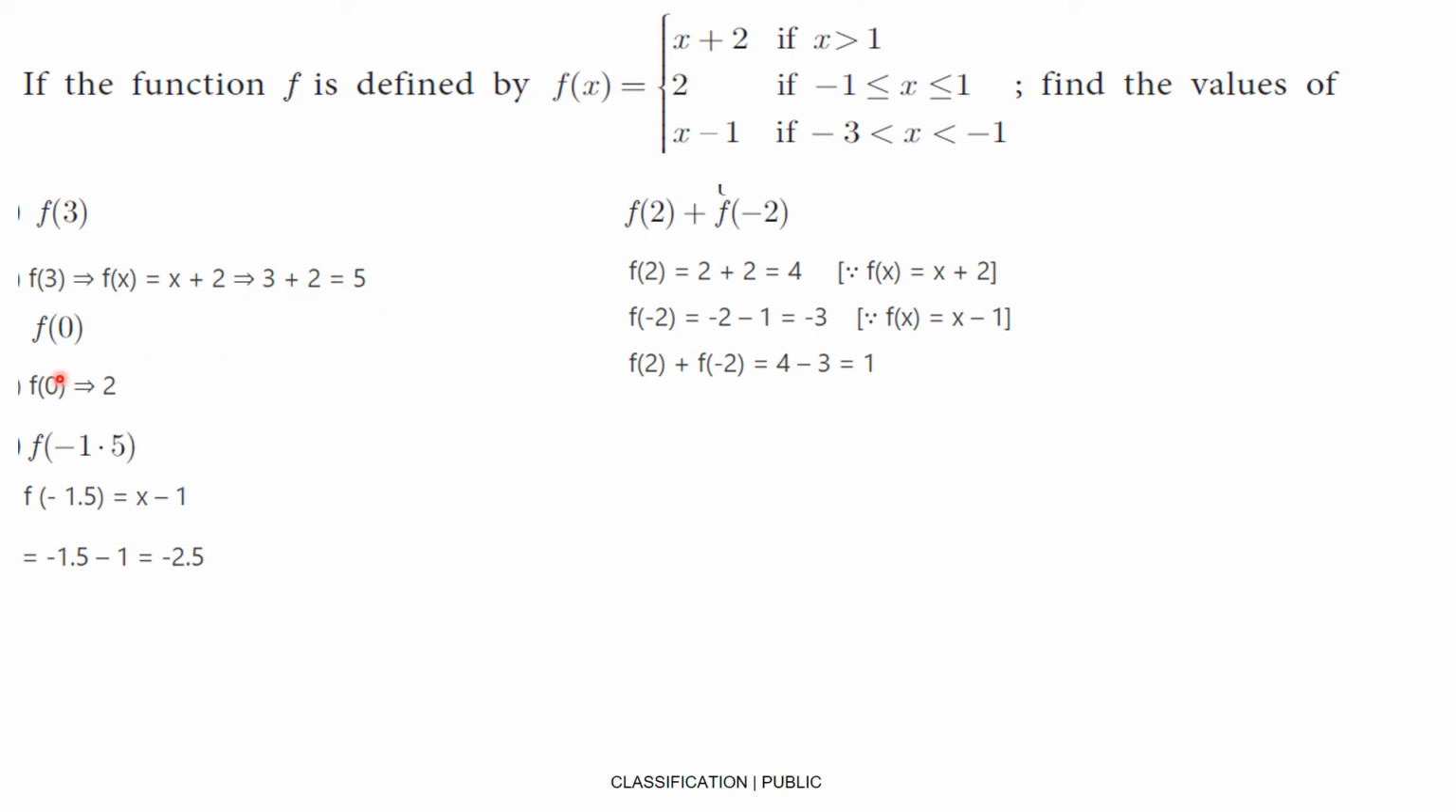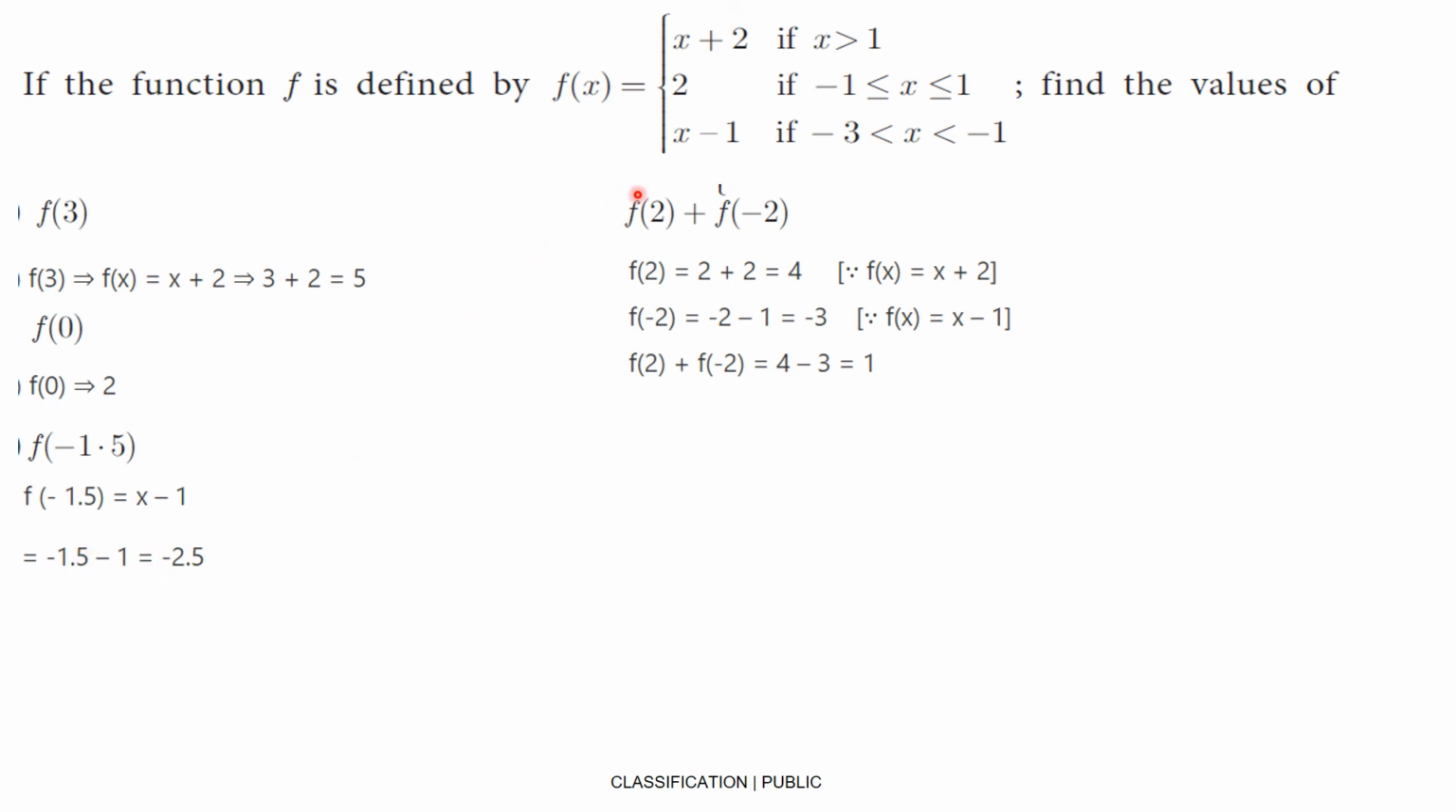Next f of 0. 0 means minus 1 to 1, in between, that 0 is there. So you take the value 2. f of 0 equal to 2. Next f of minus 1.5. You see minus 1.5 means minus 3 to minus 1, in between, that minus 1.5 is there. So you take x minus 1. x substitute the value minus 1.5 minus 1, added, minus 2.5.